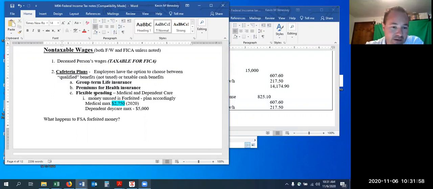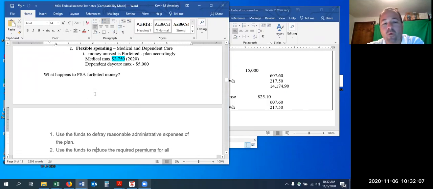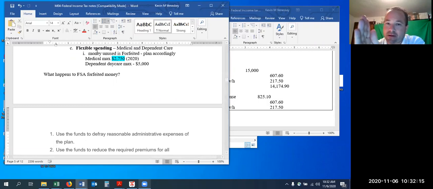Now, I actually got a question on this in class on week 2, I believe, and I thought I had it in week 4, and it's here. What happens to that money if you put money into a flexible spending account? Because remember what we had said with an FSA, you got to be careful about how much you put aside. You don't want to put away too much, because if you don't use it in the year, you lose it. It's gone. You don't get it back.